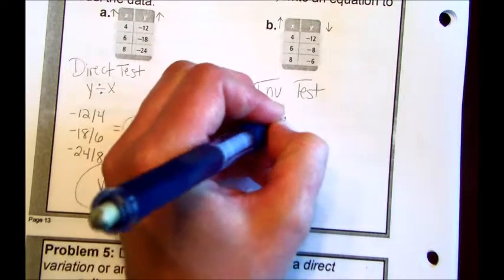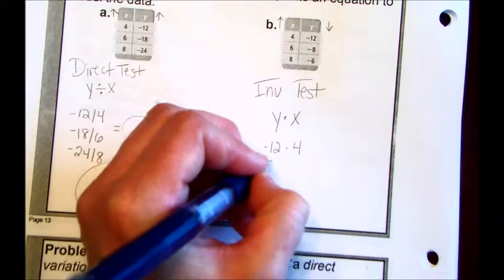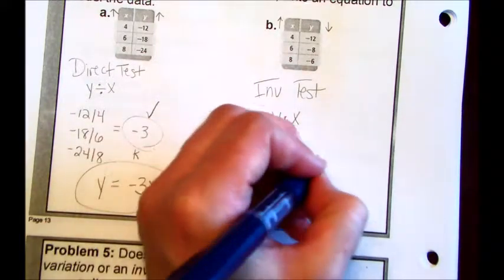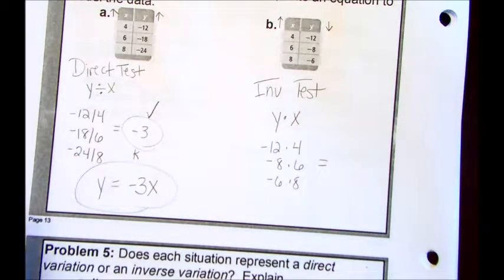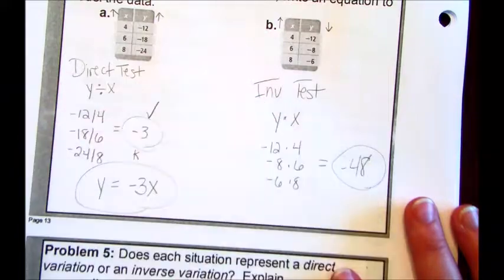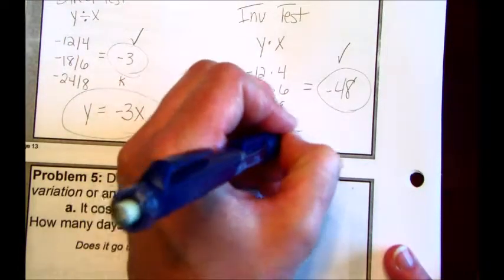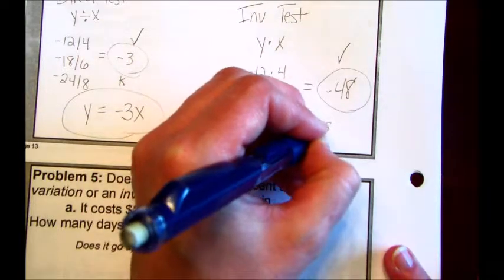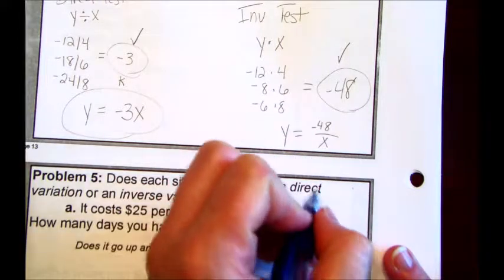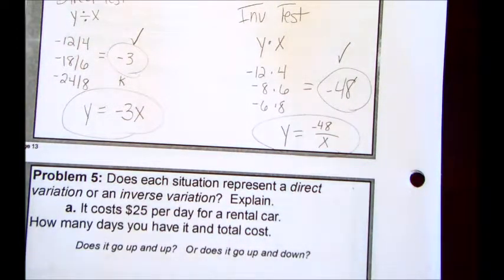So that would be y times x. So I do negative 12 times 4, negative 8 times 6, negative 6 times 8, and negative 48 each time. Because every single time it's negative 48, I know that I am correct. So my equation will be y equals the k value divided by x. Even though the test was multiply, the equation is divide.